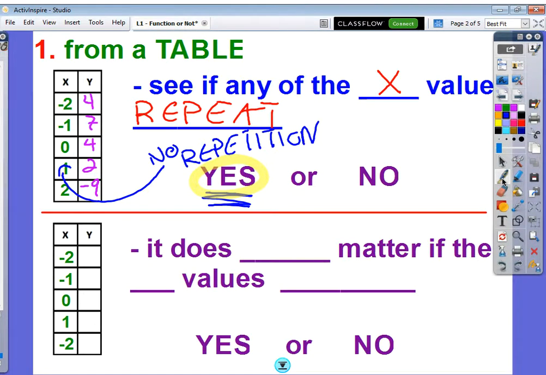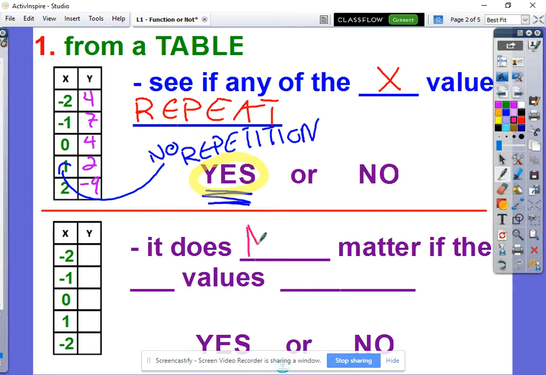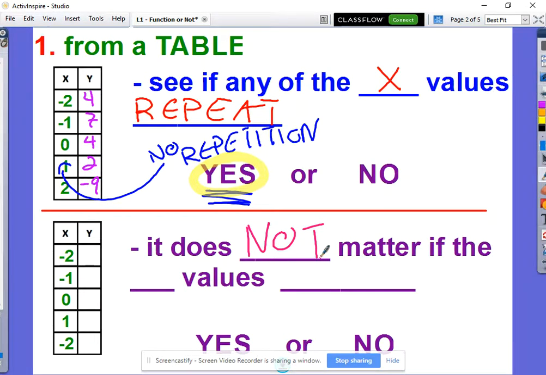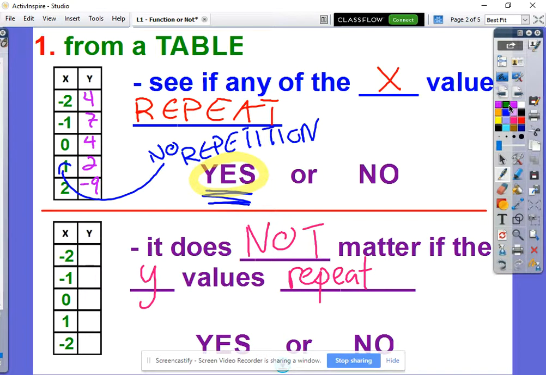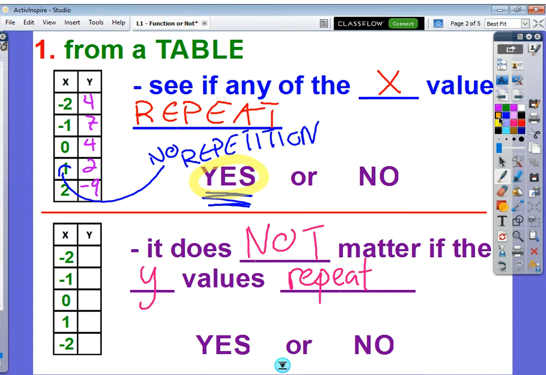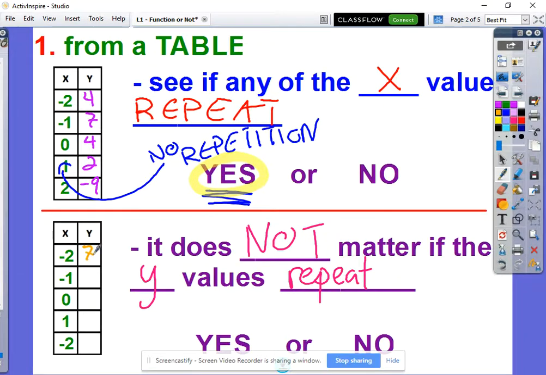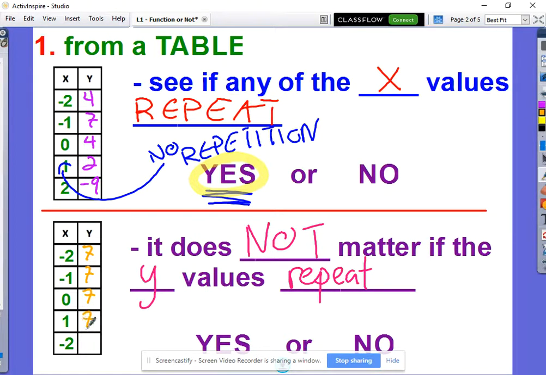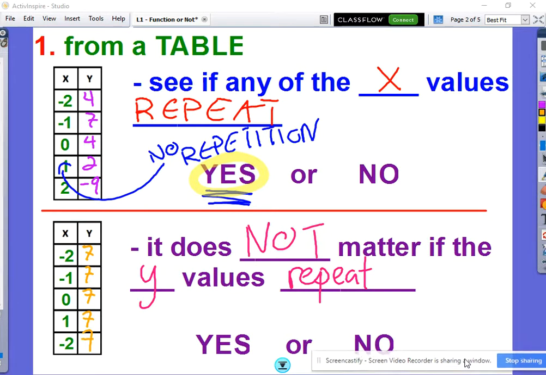Okay, all right. So now let's take a look. What about it does matter? The last thing here is, it does not matter if the y values repeat. A lot of students get a little thrown off when they look at their table and see the numbers 7, 7, 7, 7, 7. You know what? That's totally fine. The y values are allowed to repeat themselves. There's no issue with that.